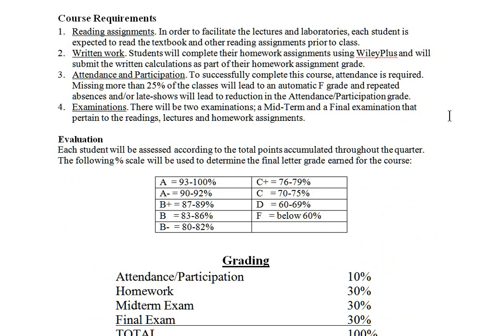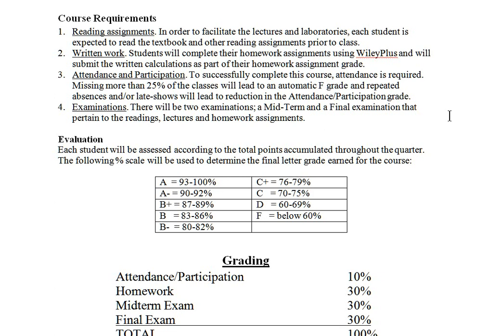So course requirements: we will have some reading assignments. Each week we will have a Wiley Plus reading assignment. I expect you to read through the assignment before class so you can better understand the material as we go through the lecture slides. There will be some written work, and there's also Wiley Plus work.